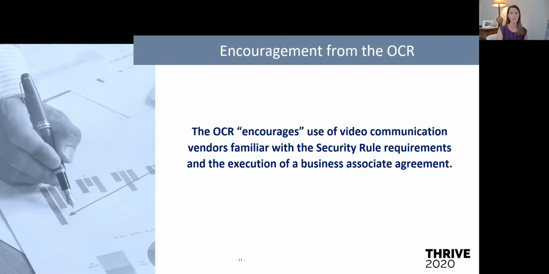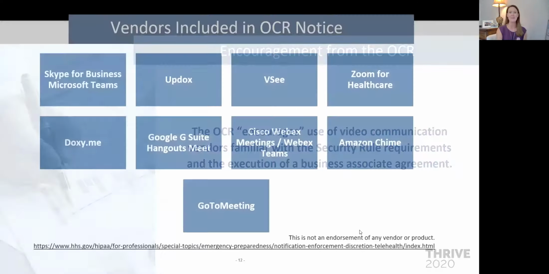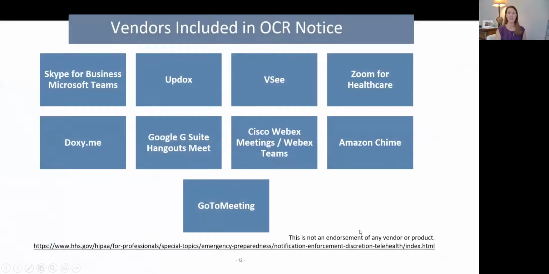So because they gave us that encouragement, they also provided a list of vendors in their notice. Now, this is not an endorsement of anyone, but this was information included in the OCR's notice. And these are vendors that hold themselves out to be HIPAA compliant and that have said they will sign a business associate agreement. So this is a good place to start.